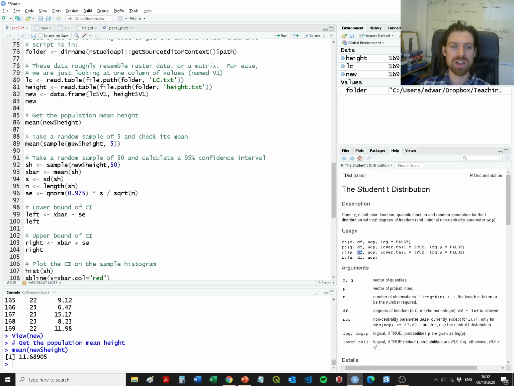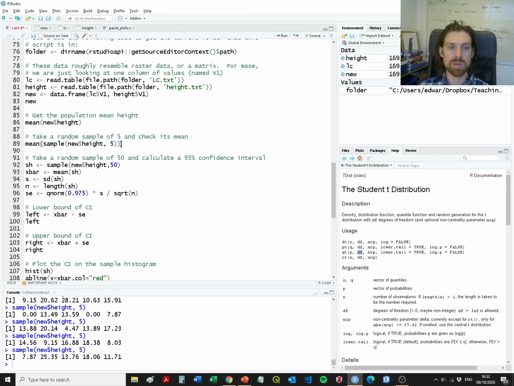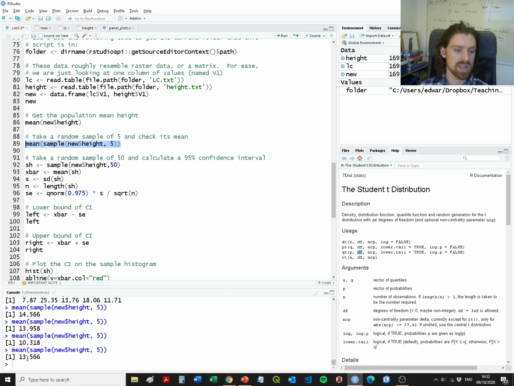Essentially what we're doing here is going to the new data frame, getting the height column, and then taking a sample, and I want your sample to be 5 data points. Do you see how I'm running this snippet of code and printing the values to the console, and each time it's grabbing just 5 height data points, and then we're able to take the mean of those 5 data points. So 14, 13, 10, 13, 10, 12, 8, 15, 12, 10. So there's quite a bit of variability.